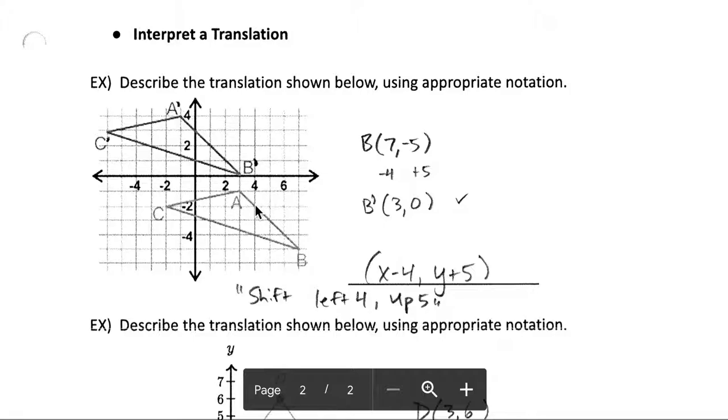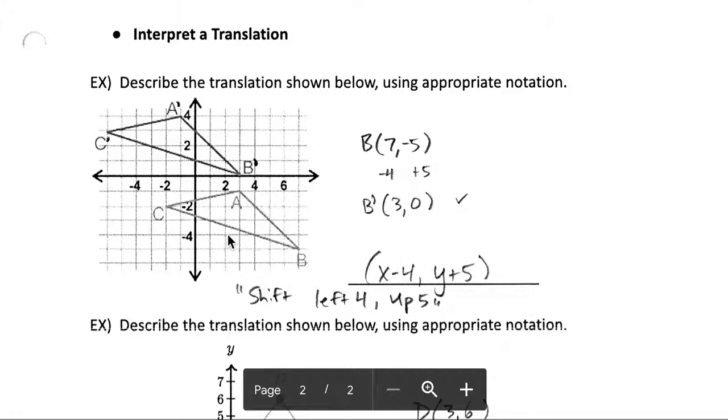You could count, again using that counting method. Let's see how we get from A to A prime. Well, we go left 1, 2, 3, 4, and we go up 1, 2, 3, 4, 5. So it seems like we're going left 4, up 5. So I would write my rule by saying x minus 4 because I go left 4, and y plus 5 because I went up 5.